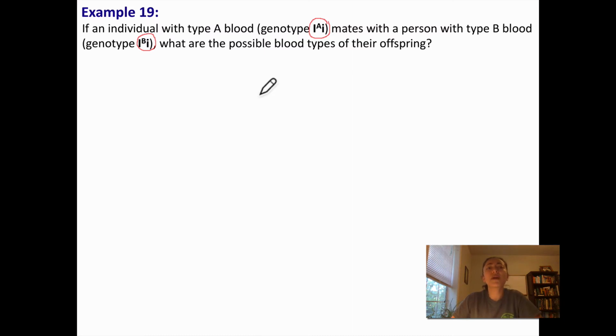So if you remember the simple monohybrid crosses we did before, we're going to do the same thing. If you want to make a key here, you can. That is definitely fine. We know IB would mean that they have the B protein. But instead of only having two possible types of alleles, we have three. IA is an A protein, and little i is no protein.